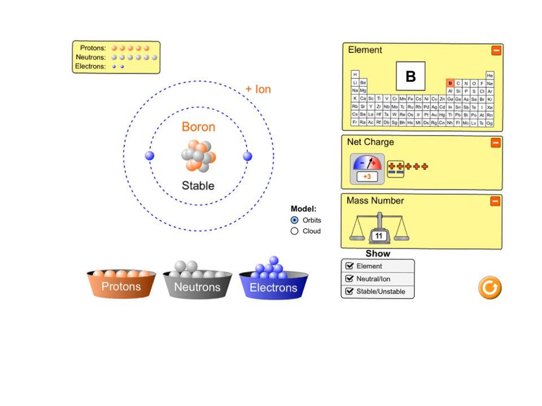And we see here there are 5 protons in the nucleus, but only 2 electrons now in the energy levels. And so therefore, this is now a boron plus 3 ion.